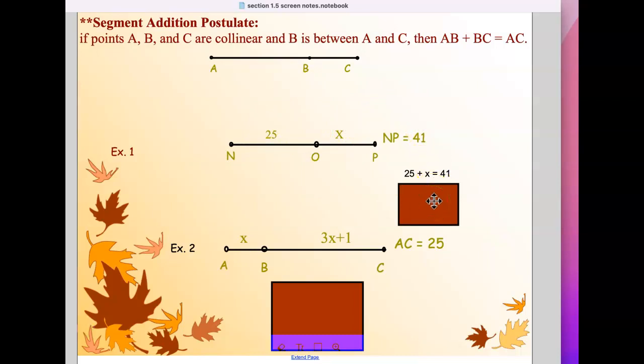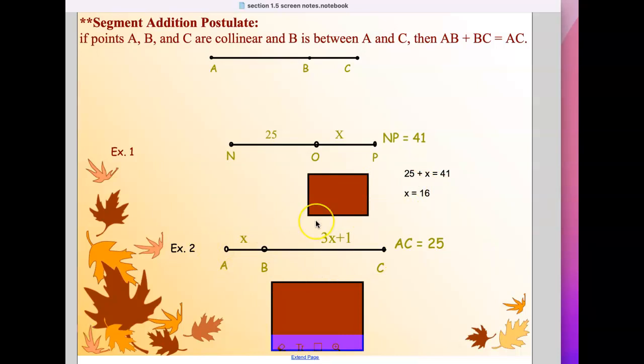And then we would use our algebra skills. So we would subtract the 25 over to the other side, and 41 minus 25 is 16. So our X value would equal 16. The distance from O to P would be 16.